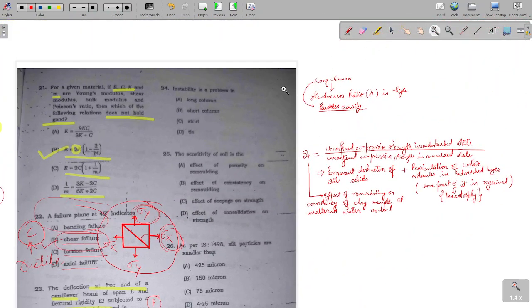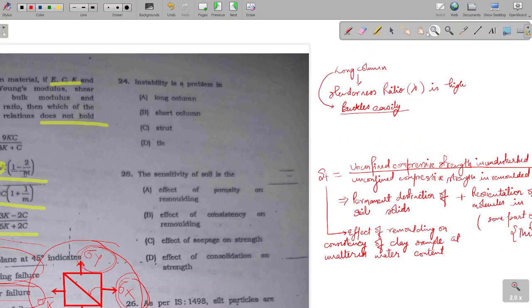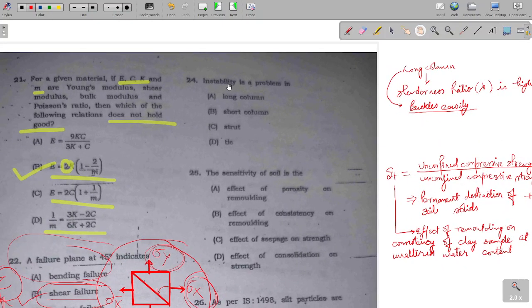The question says instability is a problem in. So let's see what instability is. Suppose you have a stick that's very long, and you just fix it in the ground, and just apply an axial compressive force over it.